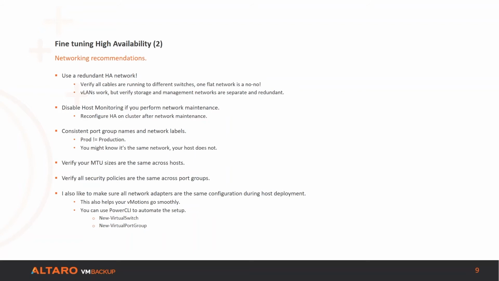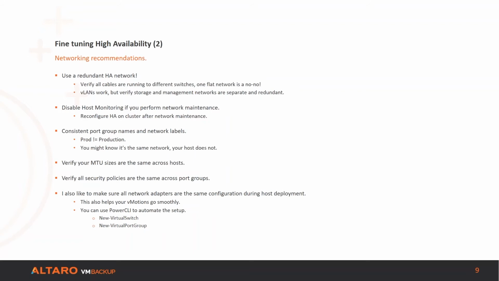And then disable host monitoring. If you're performing network maintenance, you want to reconfigure HA on the cluster after you're done. Also, consistent port group names. I see this as well. People will just slap together an ESXi host. They'll call a port group prod on one ESXi host, and they'll call another production on the other ESXi host. So prod and production are not the same. Even though you know as a human that they're the same network, VMware is going to say that this name does not equal that name, and I'm not going to fail over. So it's not as smart as you think it is. It's one of those things that will get you every time.